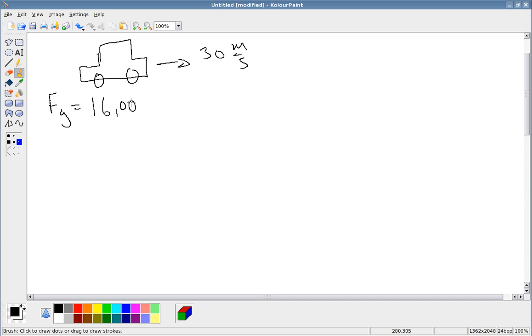16,000 newtons. And it basically has put its brakes on and is sliding to a stop. So it travels a distance before it gets to a stop. Now when it stops, the velocity is equal to 0 at that point here. Okay?